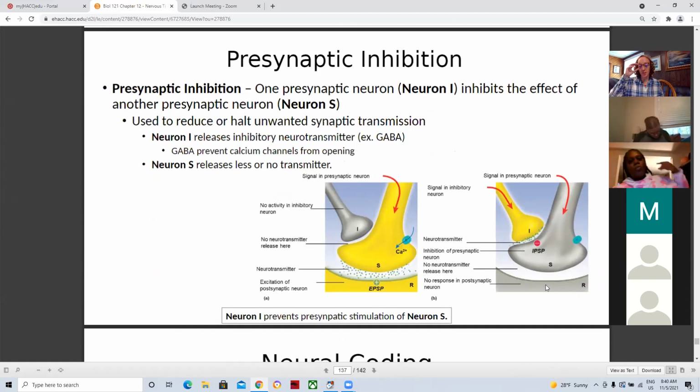Presynaptic inhibition is the opposite, where one presynaptic neuron is going to inhibit the effects of another presynaptic neuron. So it's going to be used to reduce or halt unwanted transmission. So one neuron releases an inhibitory neurotransmitter on another presynaptic neuron. And instead of allowing calcium channels to stay open for a longer period, GABA, in the case of an inhibitory transmitter, is going to prevent those channels from opening.